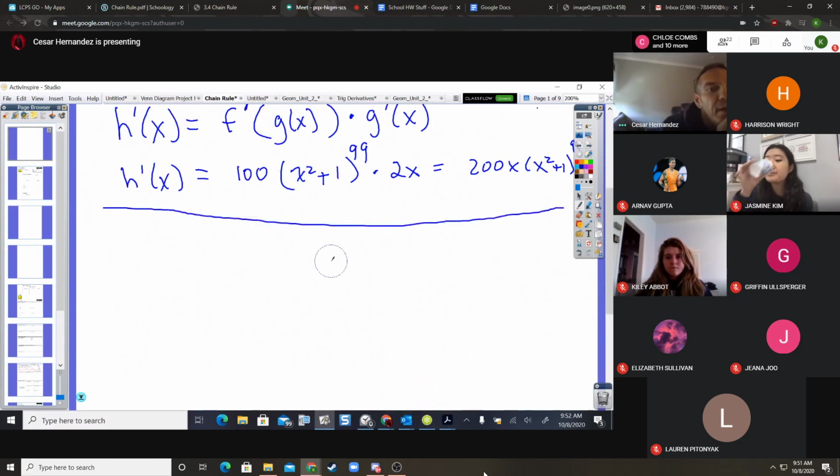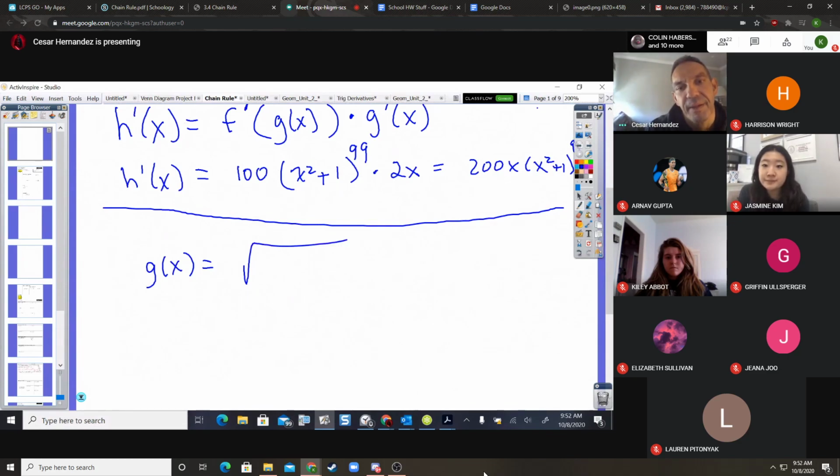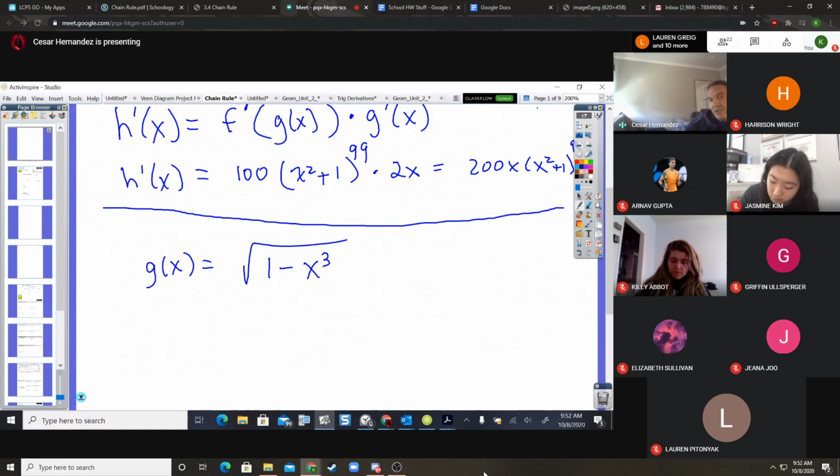All right, let's go. G of x is equal to the square root of 1 minus x cubed. Okay, so you see this question, it's got a lot of parts to it. You got to figure out what is outside and what is inside. So in order to help you with that, I'm going to rewrite this.